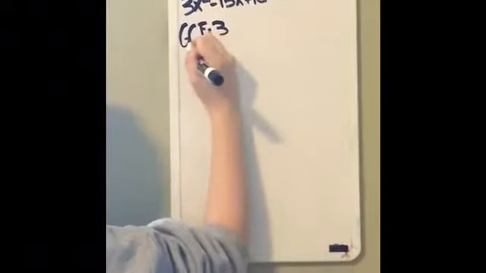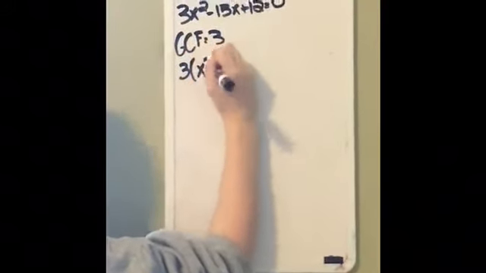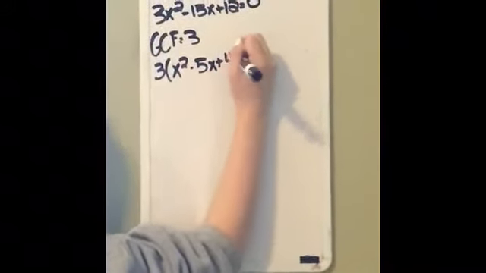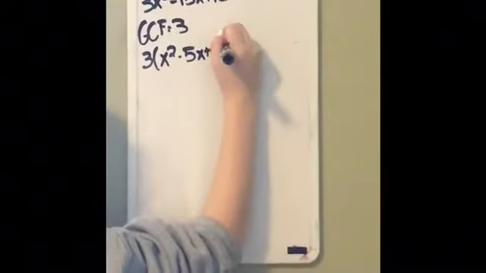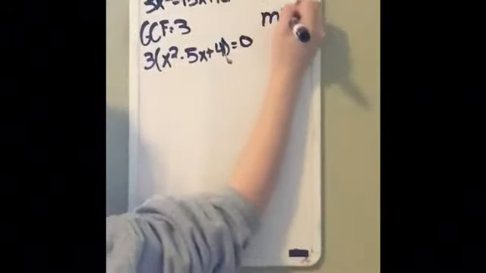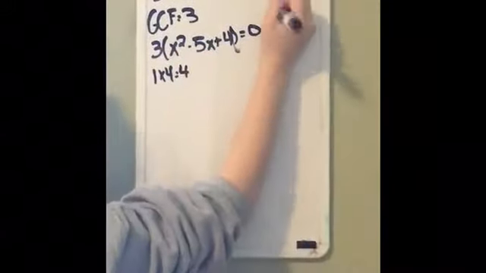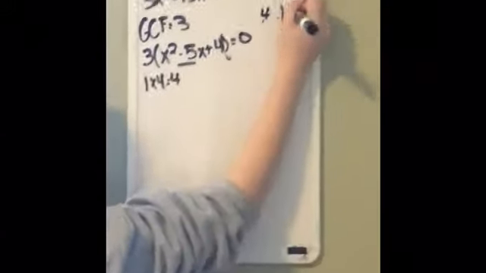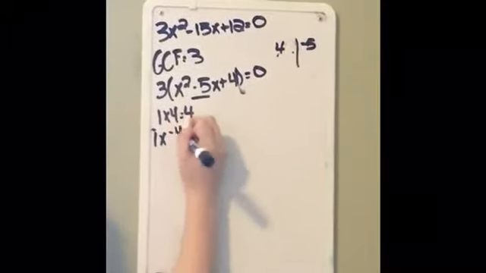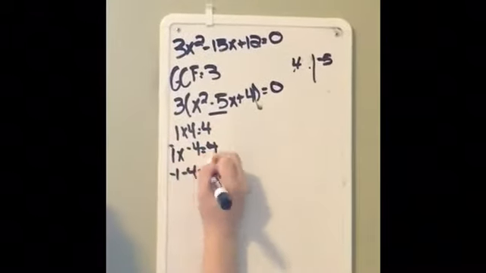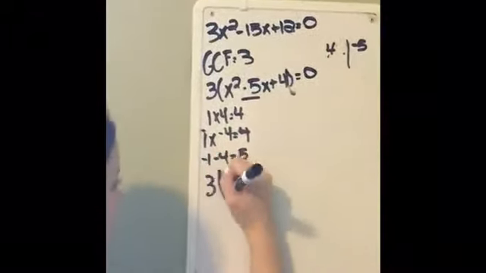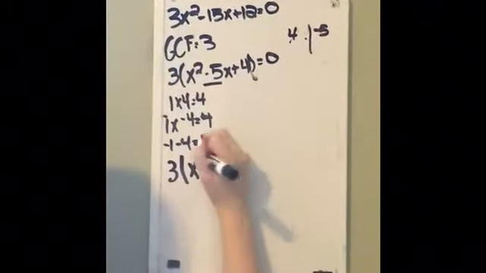Okay, so for this problem, you have a GCF, so you pull out your GCF of 3, and after that, it's x squared minus 5x plus 4 equals 0. Once you have this, you make your MA chart, and for this, you find the numbers that you put in your MA chart. The two magic numbers that you will need for this problem are negative 1 and negative 4, since they multiply to give you 4, but add to give you negative 5.